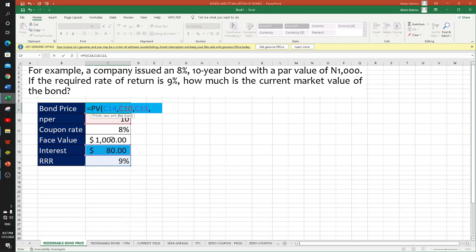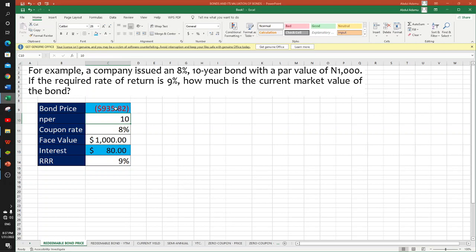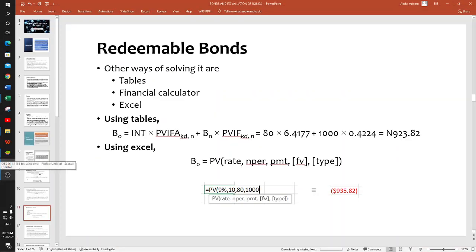Our future value is 1000. That is all. We press enter. So that is the 935 naira 82 kobo. Now note that in this Excel, whenever I'm doing computation, the color is blue or green. Anywhere you see this color, it means we made computation there. So that is how we can find that using our Excel.